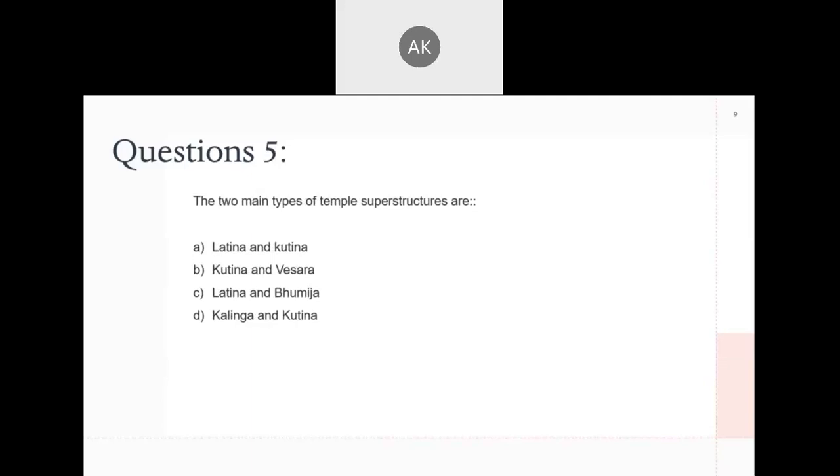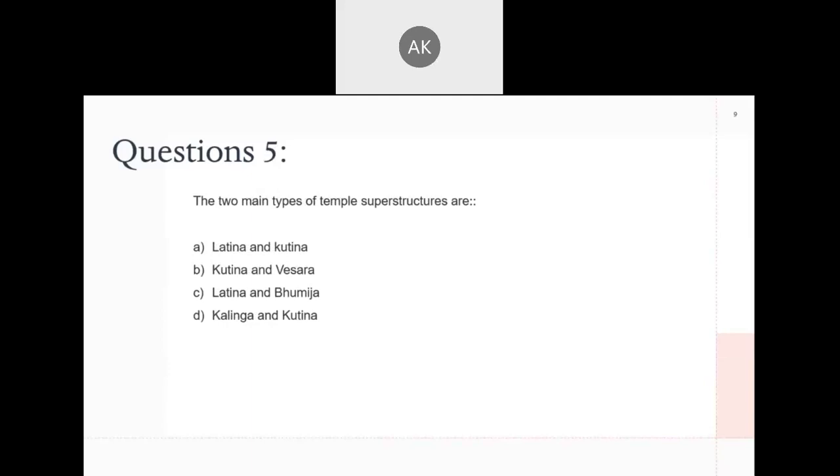Question number 5. The two main types of temple superstructures are Latina and Kutina. Option B is Kutina and Vesara. Option C is Latina and Bhumija. And option D is Kalinga and Kutina. So what would be the correct answer? Will it be Latina and Kutina? Okay, there is an interesting option, option number D, Kalinga and Kutina.